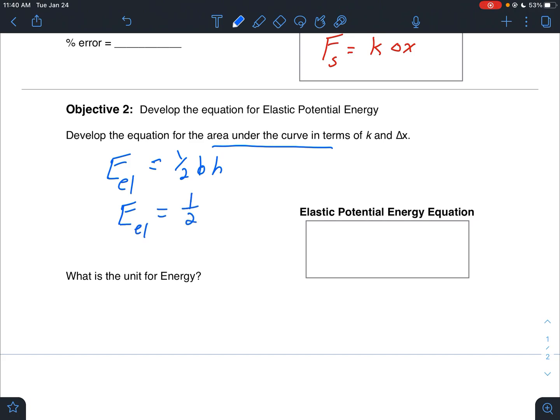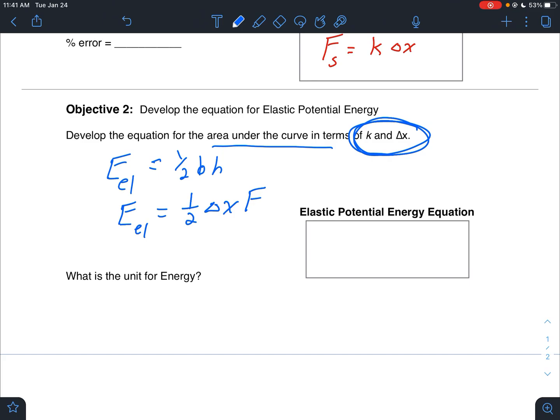So the base of our graph is measuring displacement, so delta x, and the height, or the vertical part, is measuring the force from the spring. So right then and there, that would be an equation that we could plug our displacement and our force into to get the energy. But we need to express it in terms of k and delta x.